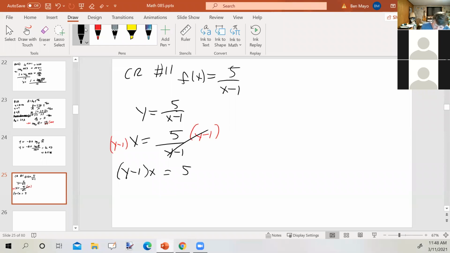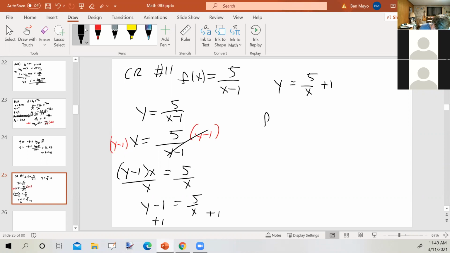I'm continuing to solve for y. I'm going to divide both sides by x. So y minus 1 equals 5 over x. I'll add 1 to both sides. So y equals 5 over x plus 1. And finally use f inverse function notation. So there's the inverse function.